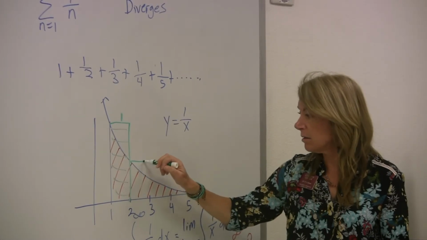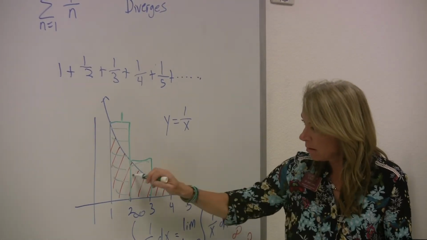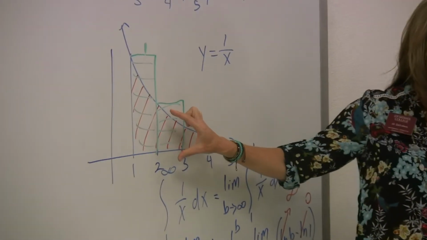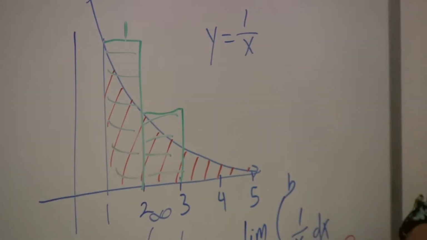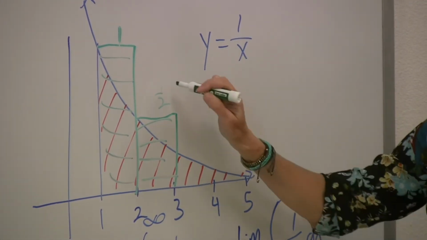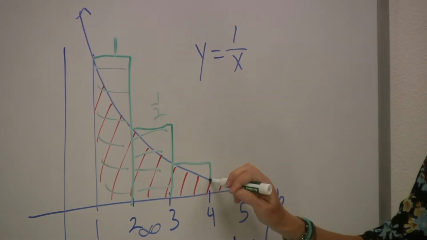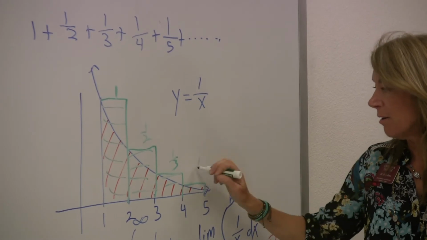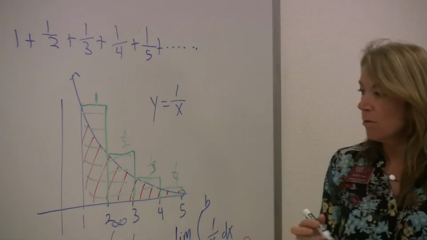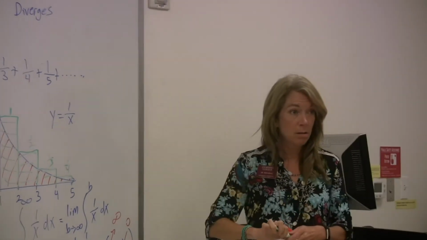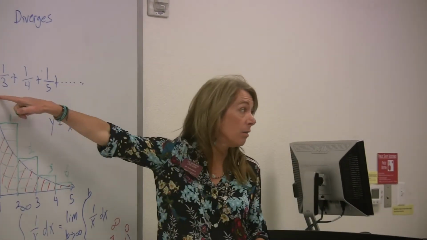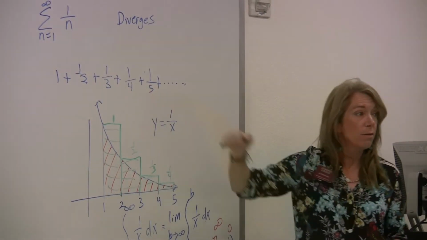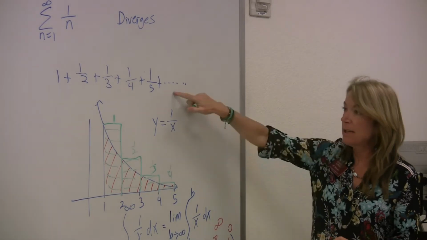How about the area of this green rectangle? 1 times, what's the height here? 1/2, right? We're plugging 2 into there. That's 1/2. And if I do another one, guess what this one is? 1/3. And the next one will be 1/4. So all of these green rectangles, if I add them all up, are this. The first rectangle plus the second one plus the third one and so forth. All of those green rectangles add up to the same thing that this series adds up to.